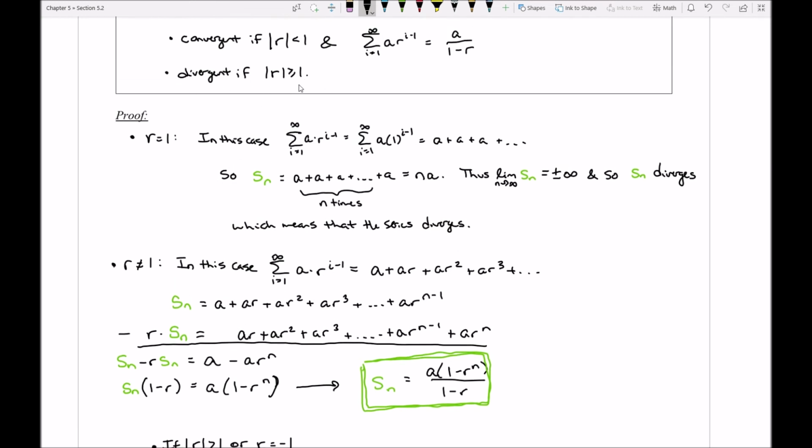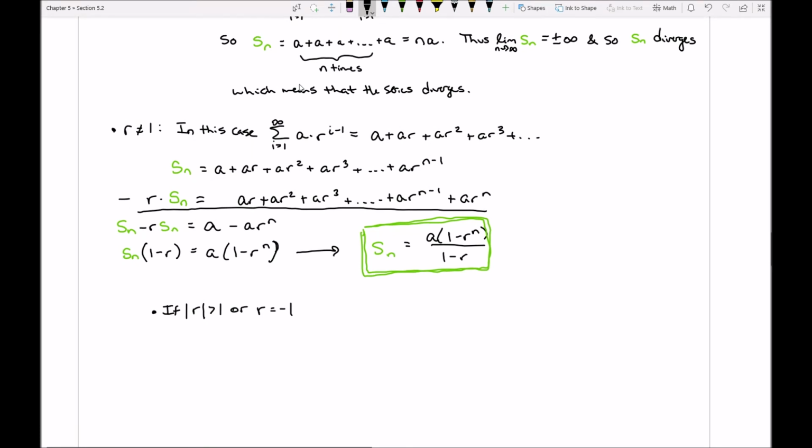So let's see if we can actually confirm that the series would be divergent. Well, if this is the case, then we would calculate the limit as n approaches infinity of s sub n. That, of course, would be the limit as n approaches infinity of a times 1 minus r to the n over 1 minus r.